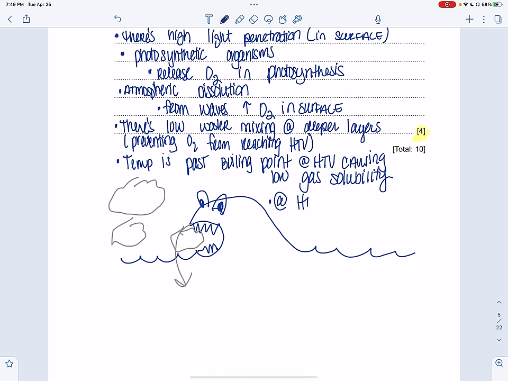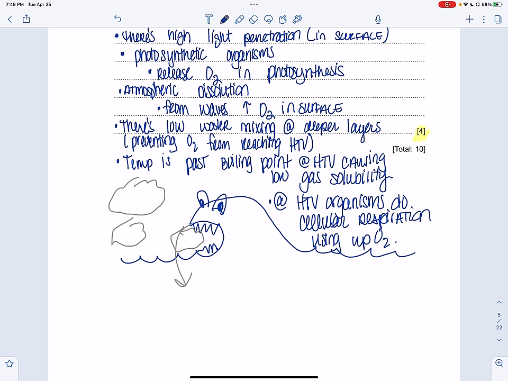At HTV, organisms do cellular respiration, and actually everywhere, but again, we need to answer in terms of why it would be low there. And we'll say using up oxygen, because Cambridge is not going to assume that you're linking cellular respiration to the knowledge that it uses up oxygen. They're just never going to assume. So explain.